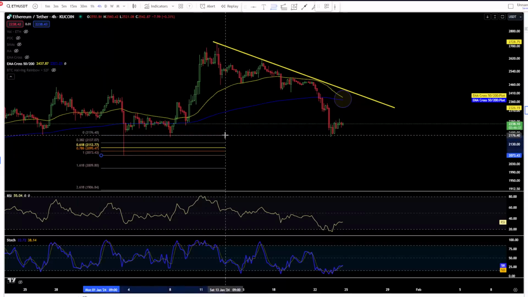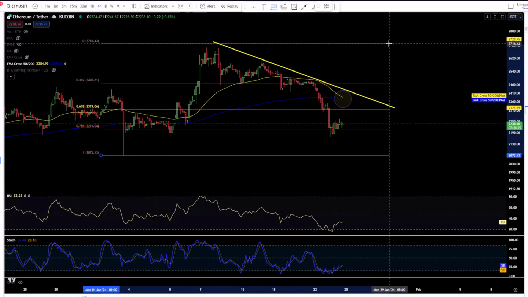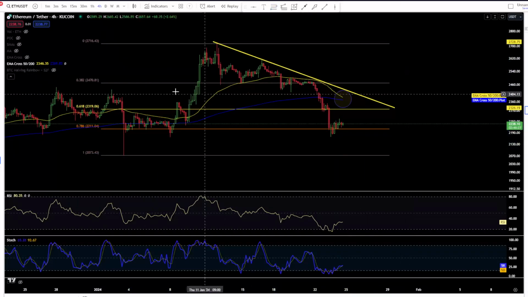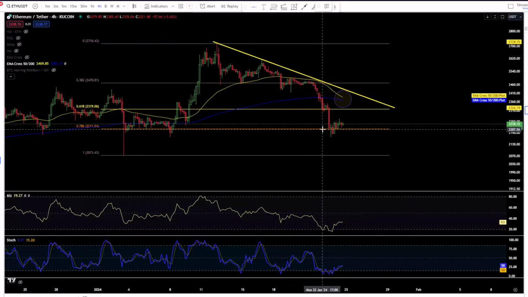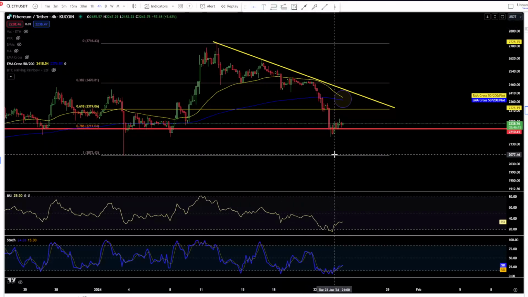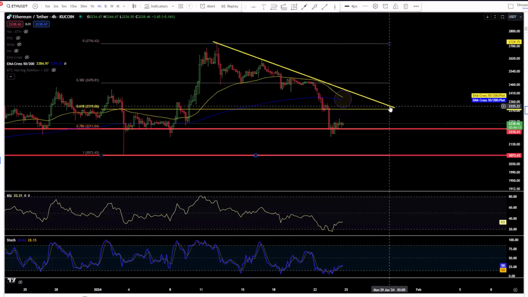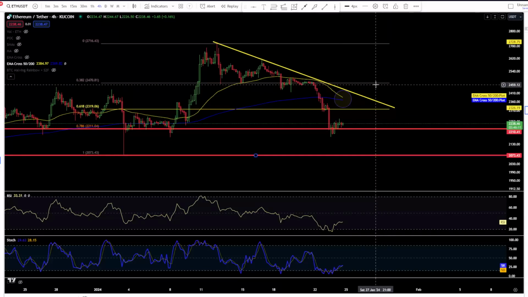In such a situation, it is worth checking the support areas. And here you can see how strong support at the level of $2,210 has maintained the current price decline. But if the support is broken, the next support will be at the level of $2,073.